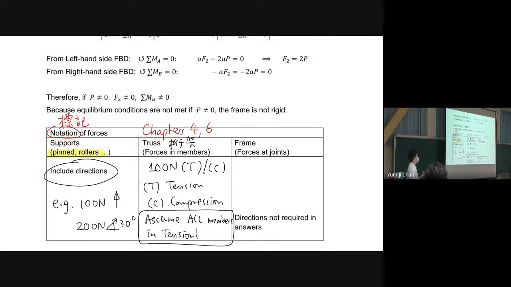And the last thing, for frames, for forces at joints or between members, we only need to say, for example, Ax equal to 50 Newton or so on. And directions are not required in answers. There is a small difference between these three, but after doing your homework, you should be able to get this.